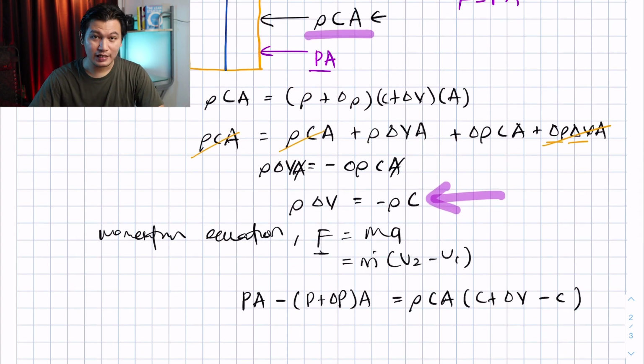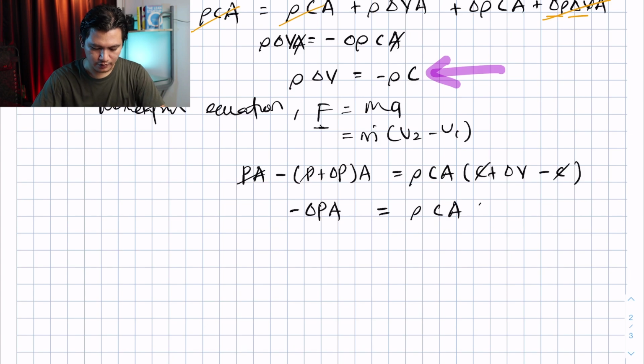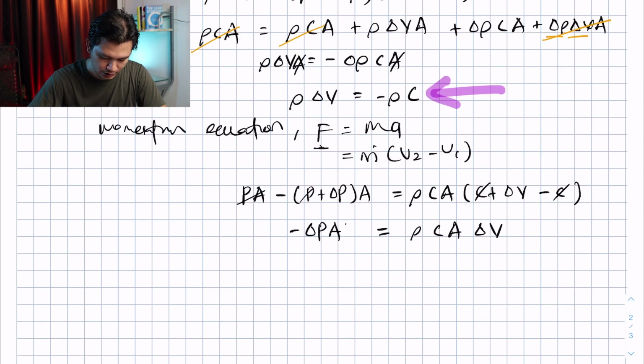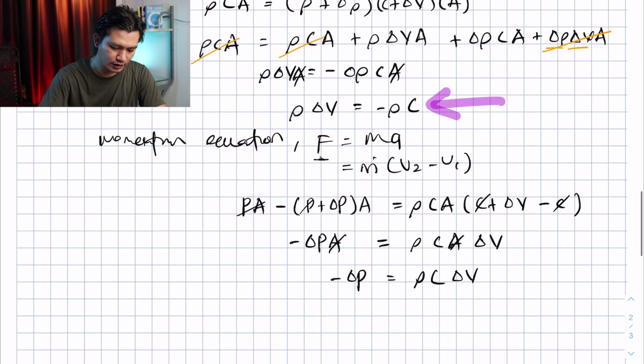Now let's work on this equation. It's quite obvious here: you're going to cancel PA with P and A. So you're going to end up with minus delta P times A, and this is equal to, the c cancels with this one, rho times c times A times delta v. And I'm going to remove this A. So minus delta P is equal to rho times c times delta v. And here is our second equation. This is our equation number 1.